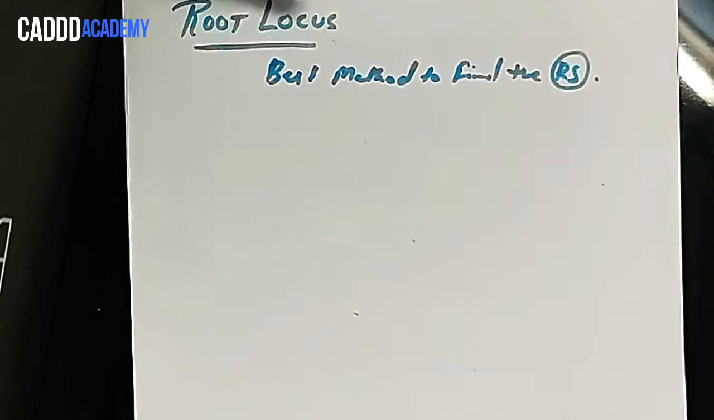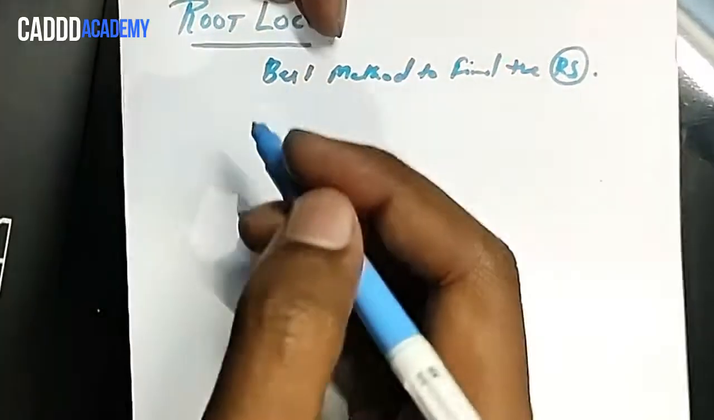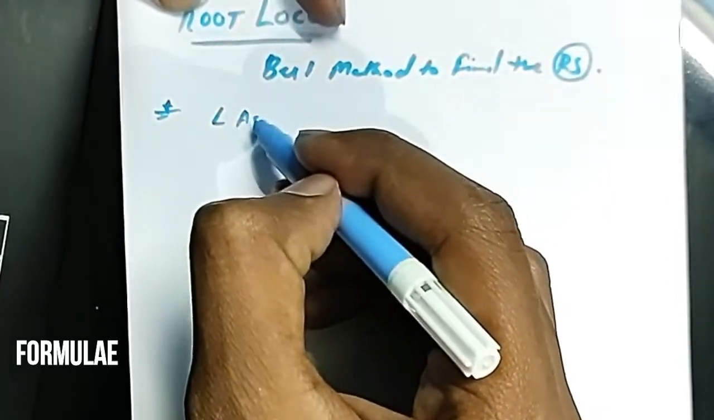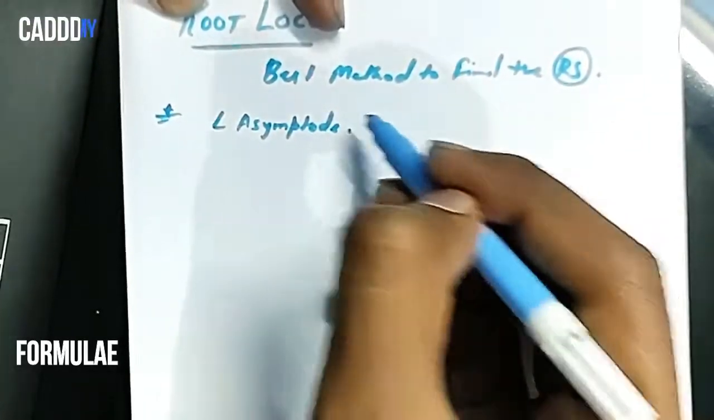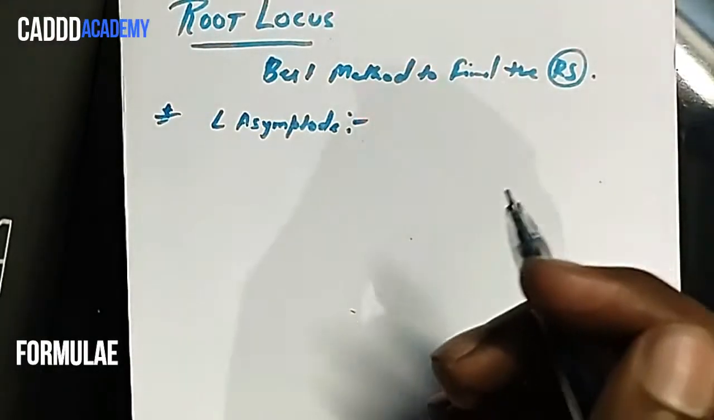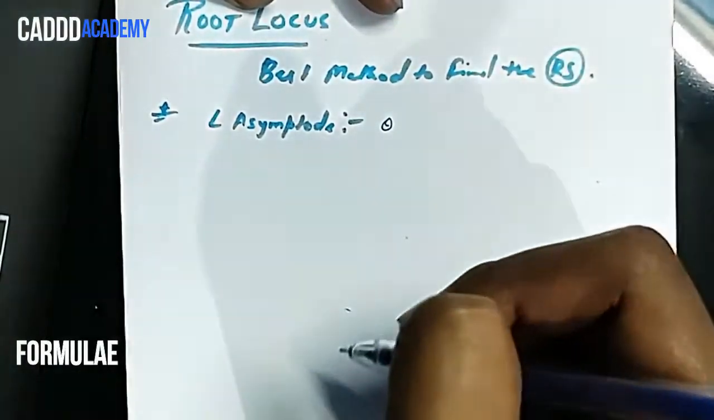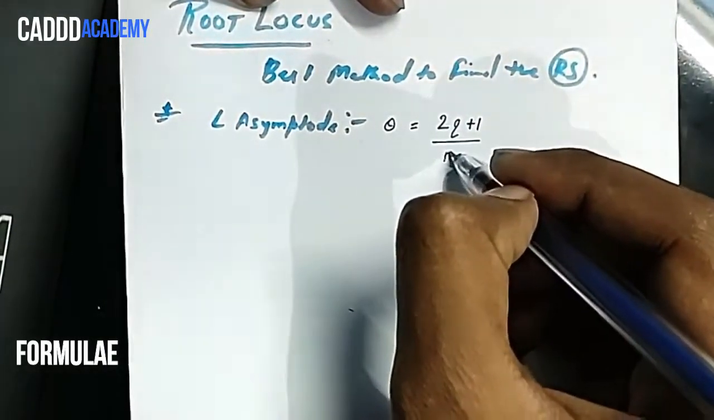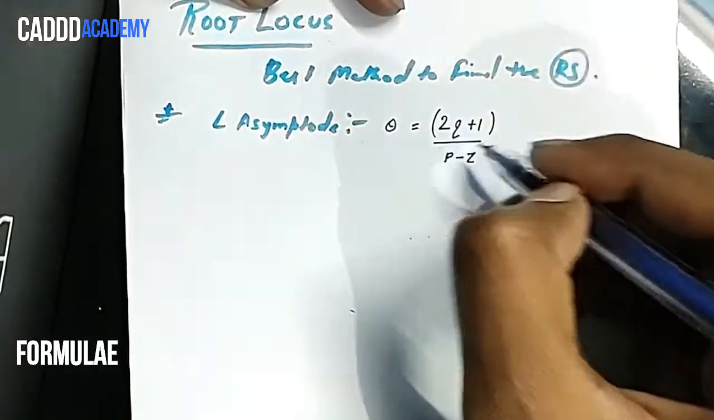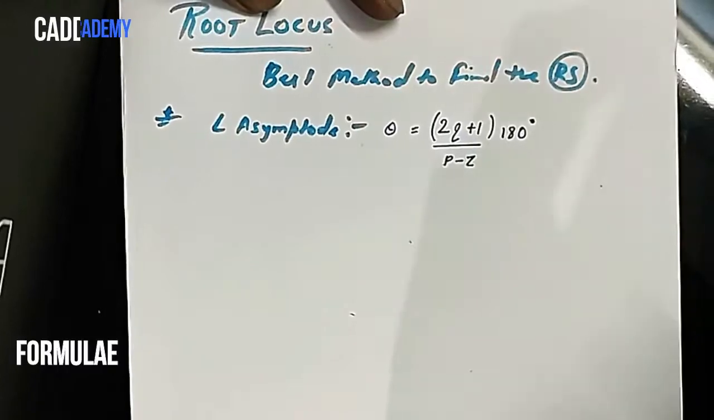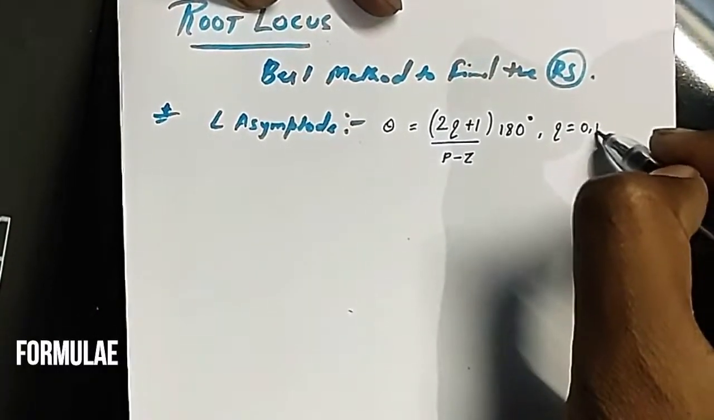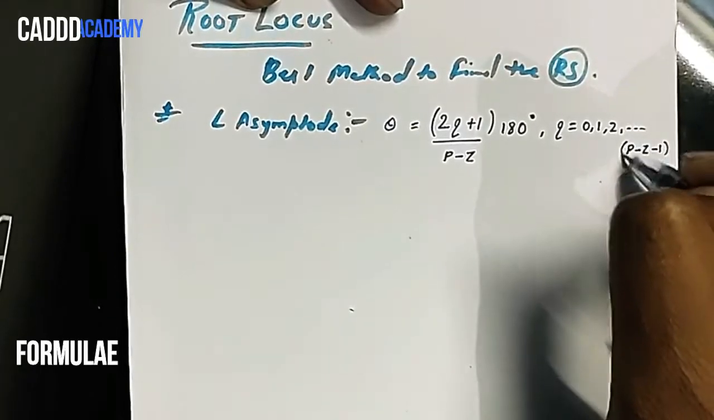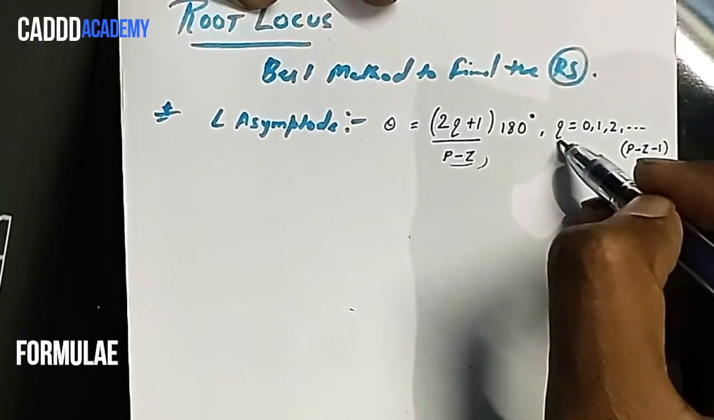So first of all, let's see the formulas which are required to draw the root locus diagram. And the first formula is the angle of asymptote. To get the angle of asymptote, we represent that with theta, which is 2 into q plus 1 divided by number of poles minus number of zeros, into 180 degrees. Where q is 0, 1, 2 and up to p minus z minus 1. This q goes up to there.